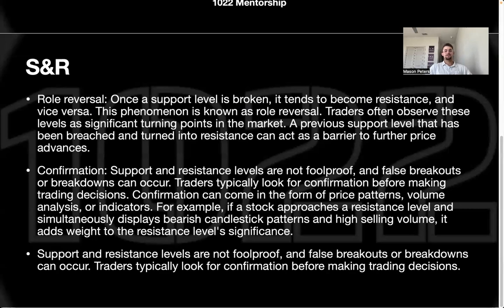Confirmation. Support and resistance levels are not foolproof, and false breakouts or breakdowns can occur. Traders typically look for confirmation before making trading decisions. Confirmation can come in the form of price patterns, volume analysis, or indicators. For example, if a stock approaches a resistance level and it simultaneously displays bearish candlestick patterns and high selling volume, it adds weight to the resistance level's significance. So traders most of the time use support and resistance with other confirmations such as volume, candlesticks, and price action.